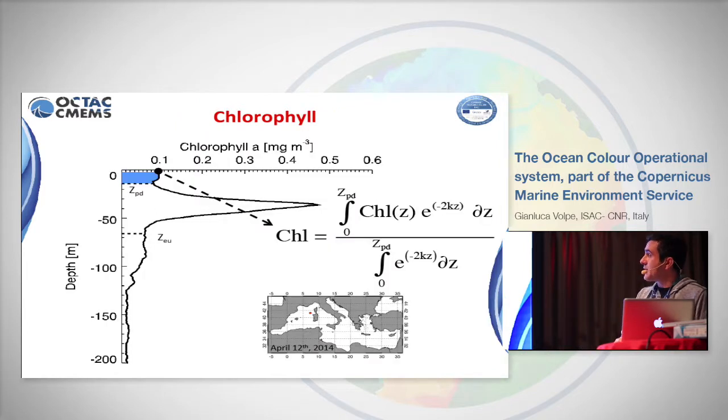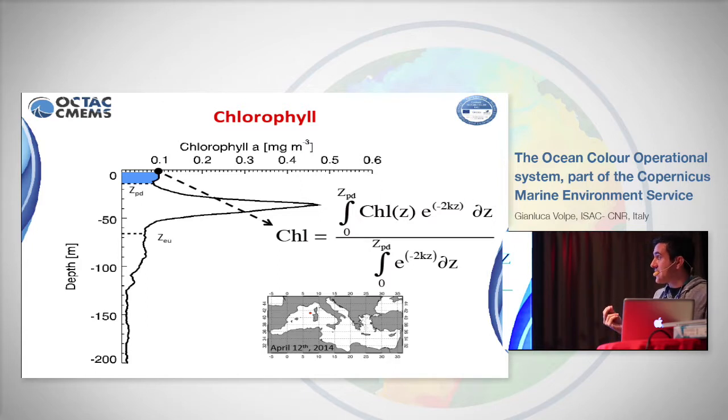This is a very common chlorophyll profile over the same station with the euphotic depth and the penetration depth, so the layer contributing to the satellite signal. And this is basically the chlorophyll as it will be measured from a remote sensor, which is basically the chlorophyll profile weighted by the attenuation coefficient of light. So the contribution of chlorophyll decreases with depth from the remote sensing point of view.